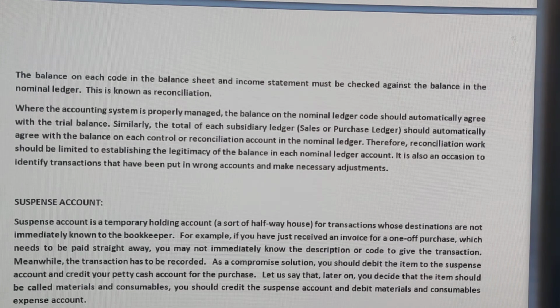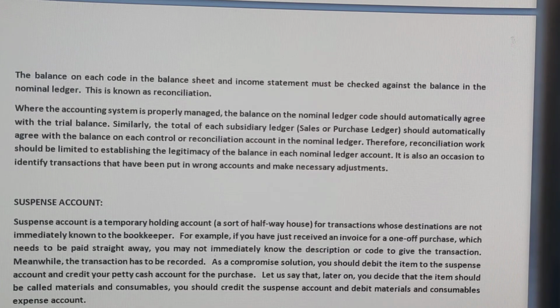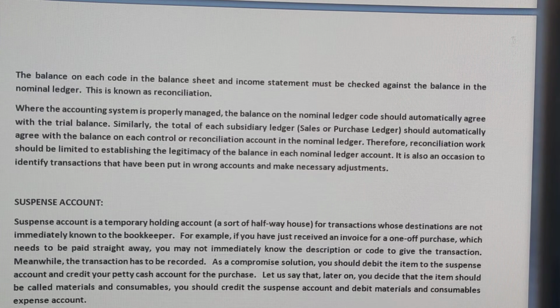Let's say, for instance, you've just received an invoice for a one-off purchase. You bought something on a one-off basis. It's not something you always buy. But you need to pay for it straight away because you have not actually established a trading history with the supplier. So you have to pay for that straight away. But you also need to record the transaction, and you don't know what to call it. You don't know the correct code to give it.